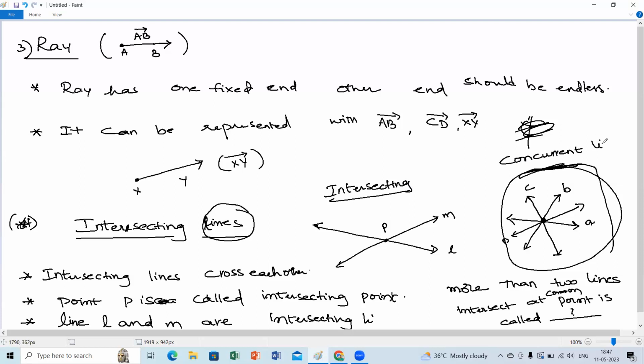Concurrent lines. Very important point also, children. They may definitely give this in some type of competitive exams also, but there is no question, no part in our textbook. You can learn beyond our textbook all the time. So if two lines are meeting at a point, we can call it intersecting lines. More than two lines intersecting at a common point are called concurrent lines.